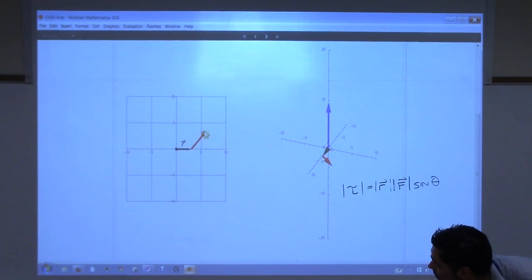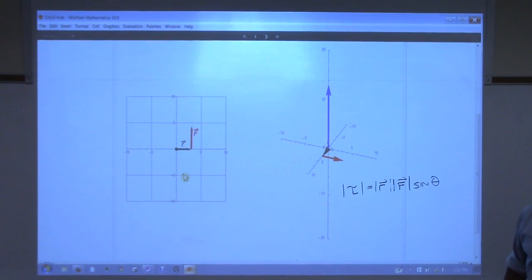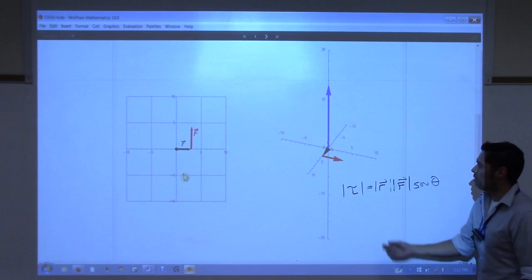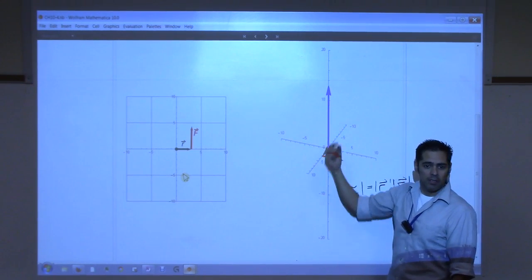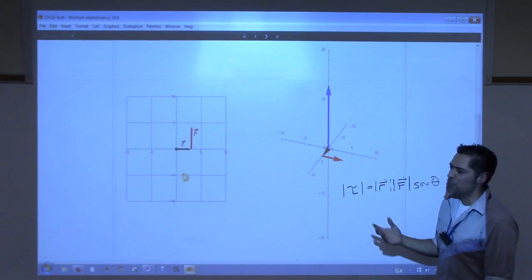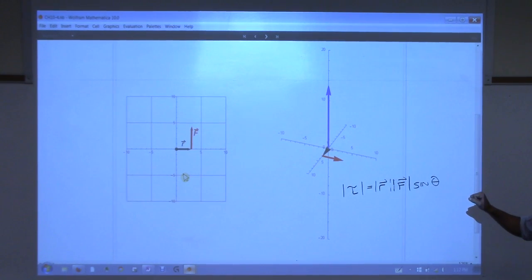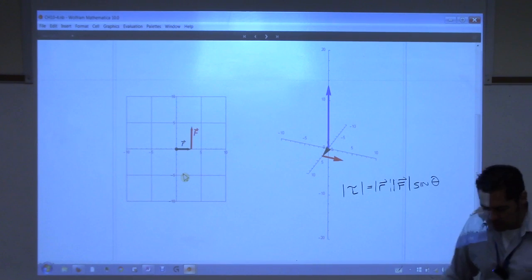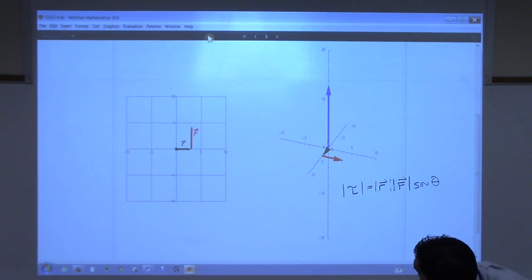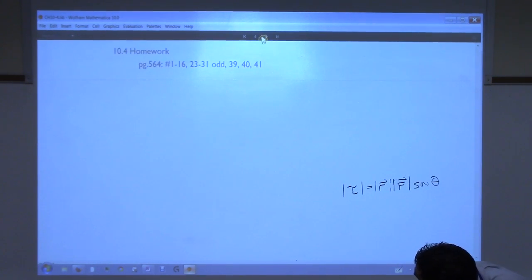Okay. And then if I bring it up this way, what's happening? Right-hand rule. The torque is now in the opposite direction. So now you're loosening the bolt, as long as it's a right-hand thread. All right, that's just an application. It shows you how we use cross products. There's the homework.